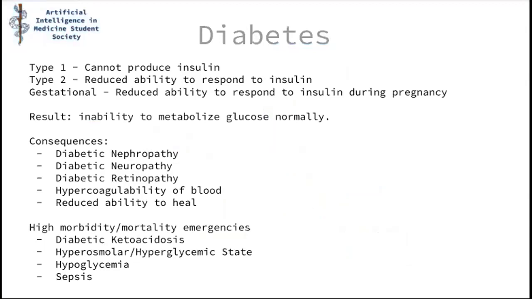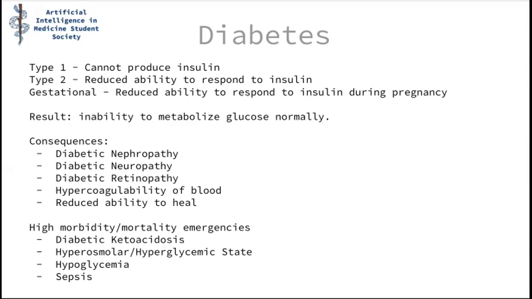So there are really three types of diabetes. Type 1 is the type that can't produce insulin. For some reason, the pancreas does not produce insulin. Type 2 is a reduced ability to respond to insulin. So you have enough insulin in your body, but your tissues are becoming resistant to it. They just aren't responding to it. And then gestational diabetes is a reduced ability to respond to insulin, specifically during pregnancy. The reason for this is the different hormones that the placenta releases during pregnancy. It just makes your body a little bit more resistant to insulin.